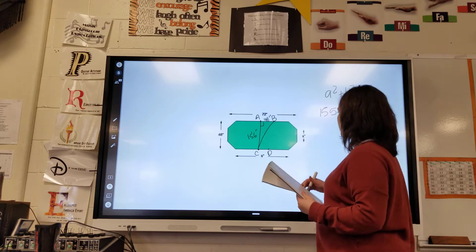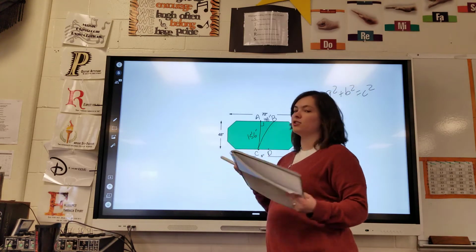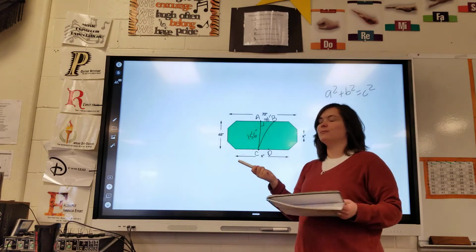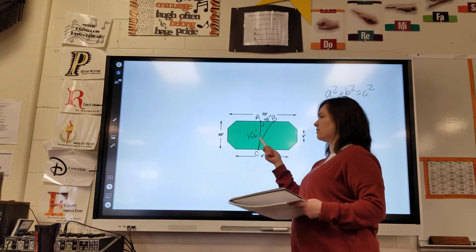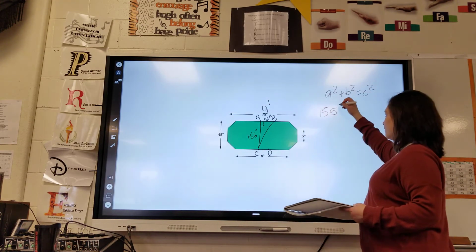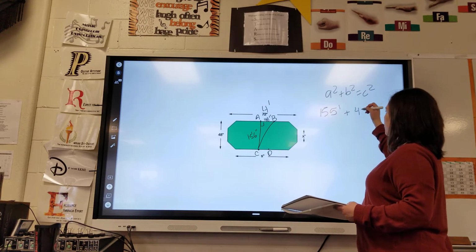I think that's a misprint. I think it's only supposed to be, oh, it's 48 inches. So if we take 48 inches and we make that into feet, just like we made this into feet, we get 4 feet. So we're gonna have 15.5 feet plus 4 feet.